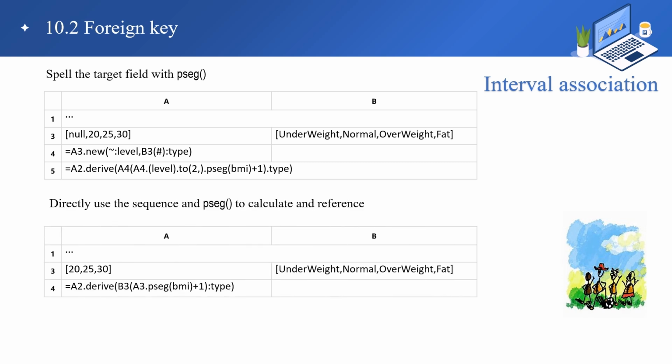Like all foreign key associations, interval association is also many-to-one relationship. Even if the dimension table is not generated, this association relationship still exists logically.